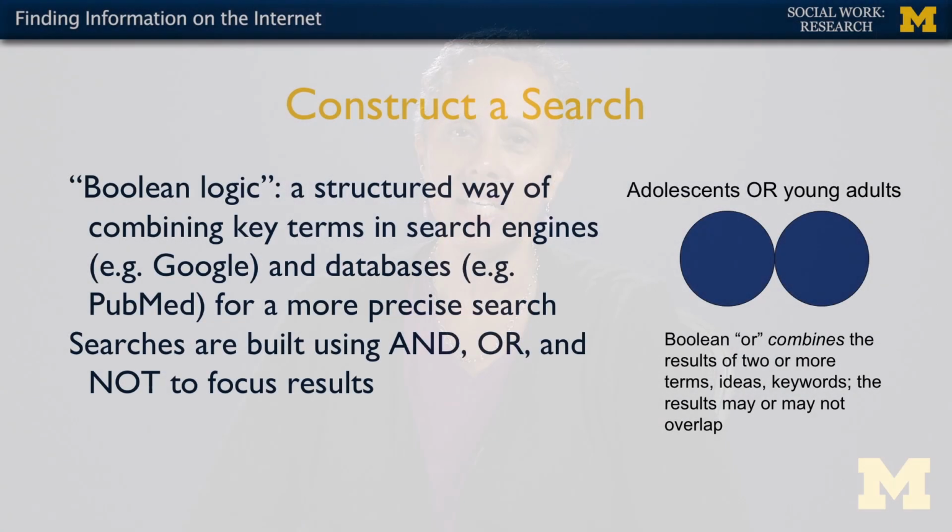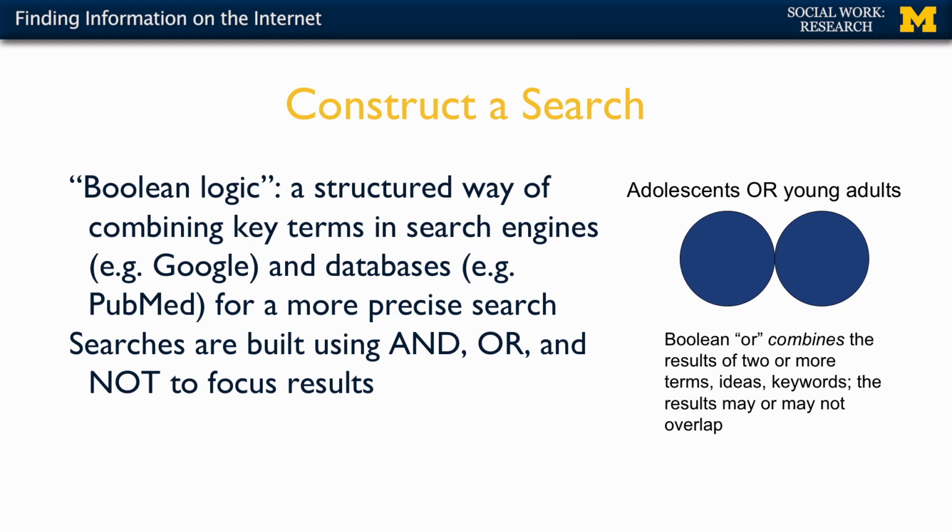In constructing a search, librarians like to talk about Boolean logic. It's a structured way of combining key terms in search engines like Google and databases such as PubMed. This will give you a lot more precision in your search, and you're probably already using this, maybe without even realizing it. Many databases assume "and" when you type in your terms. So in the example on the right, young adults, it's actually going to assume young and adults, unless you put that in quotes. Most databases don't require that you capitalize these Boolean operators, but some do, so check on that before you evaluate your results.